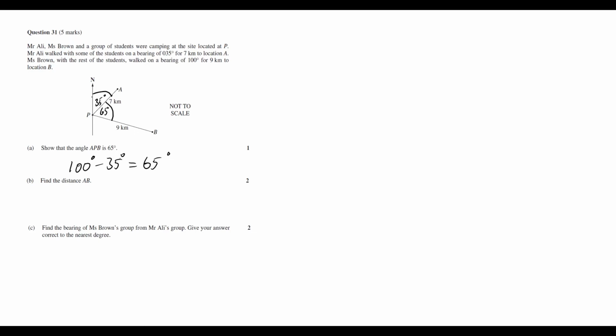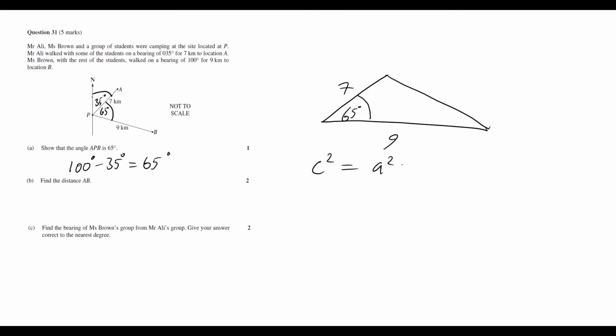Okay, now it asks us to find the distance AB. So I might just quickly draw up this triangle just to help explore this a little bit better. So we have 7, 9, and we know that this angle is 65 degrees. So we have two side lengths and the internal angle. So what we can use here is our cosine rule. Our cosine rule is c squared equals a squared plus b squared minus 2ab cos of c. And let's not forget, when we substitute all these values in, that at the end we will need to square root the answer to get c by itself.